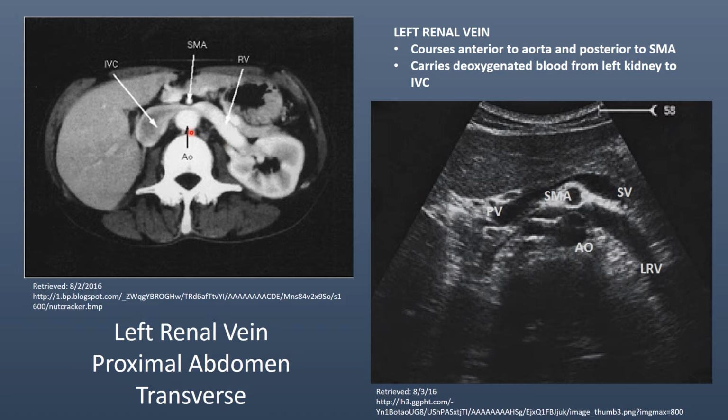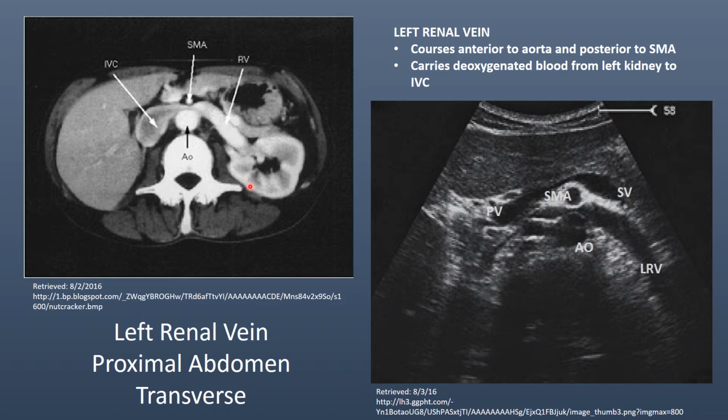Now, remember on the prior slide I told you that the SMA, once it originates from the aorta, will then travel anterior to the aorta as it moves down the abdomen. Well, that means if the aorta is in transverse view or circular on the image, then the SMA is going to be circular on the image too. It will be anterior to the aorta, and if you see this vessel here, this is the left renal vein.